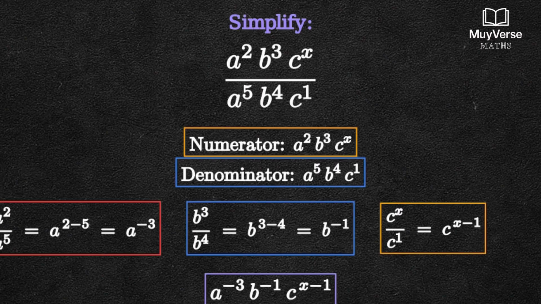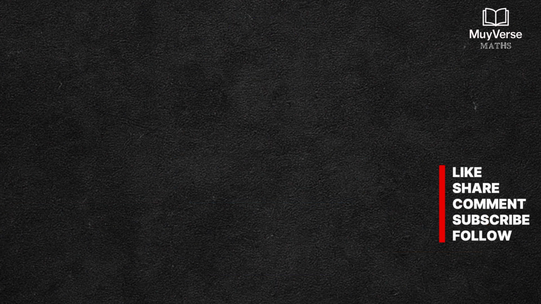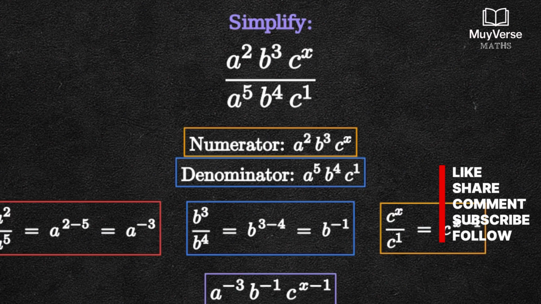Step 4. Rewrite using only positive exponents. Negative exponents mean the factor belongs in the denominator. So a to the negative 3 becomes 1 over a cubed, and b to the negative 1 becomes 1 over b. Therefore, the product becomes c to the x minus 1 over a cubed b. Final answer: c to the x minus 1 over a cubed b.